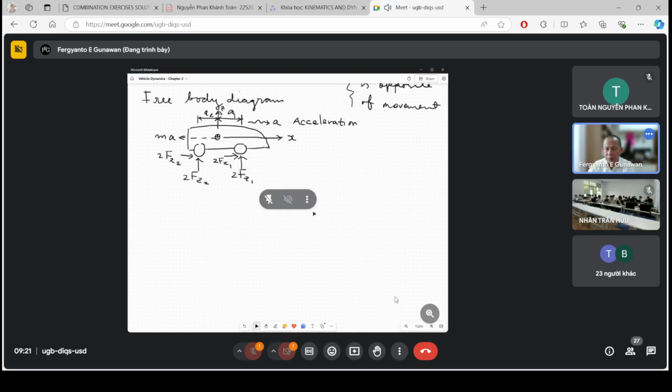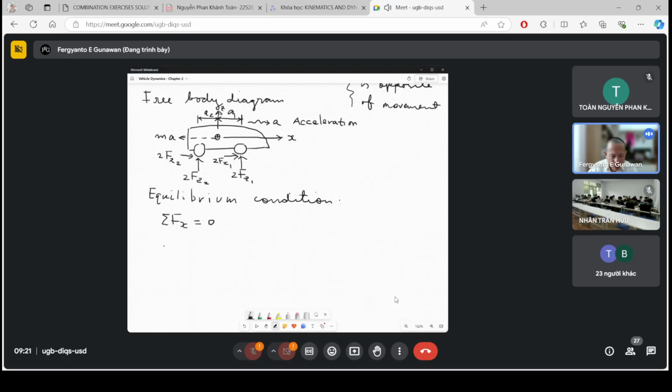Okay. We already have the free body diagram, and first we have a set of equilibrium equations. So for the equilibrium conditions, we have sigma Fx should be equal to 0, right?